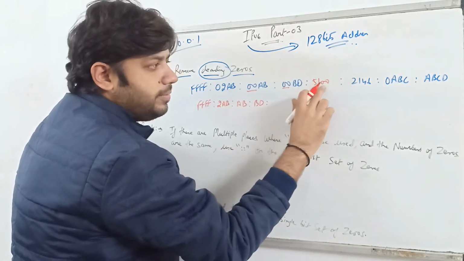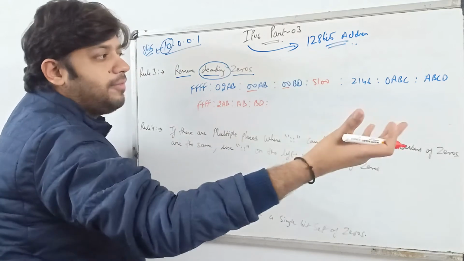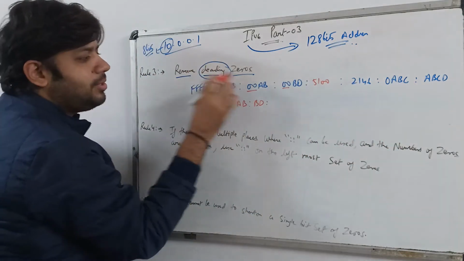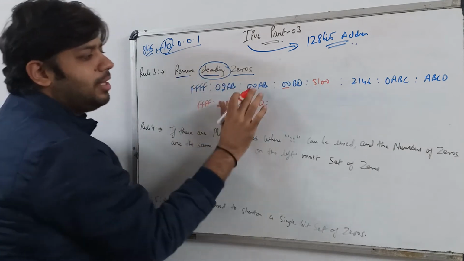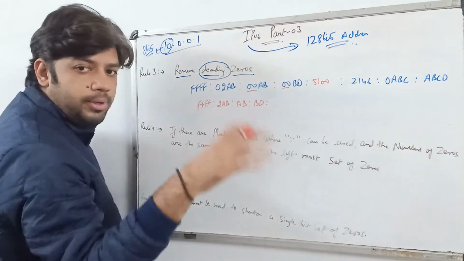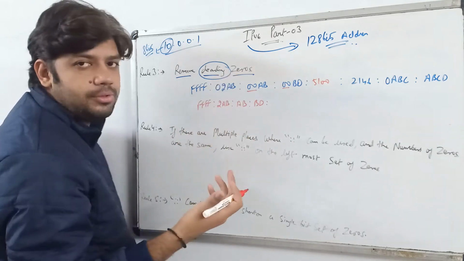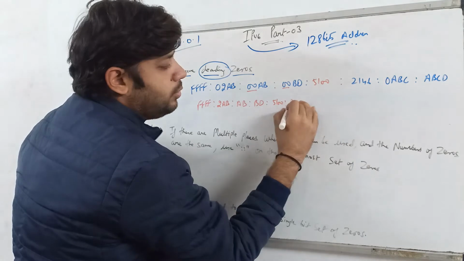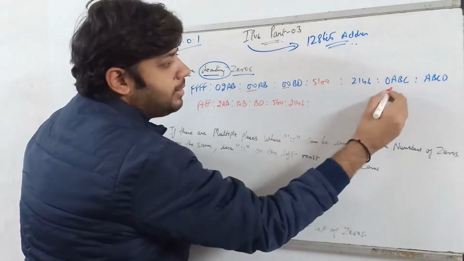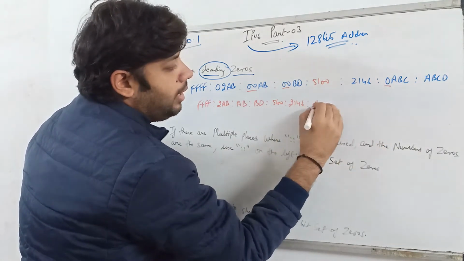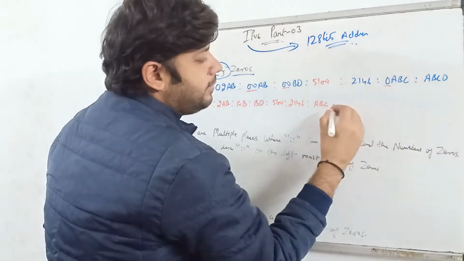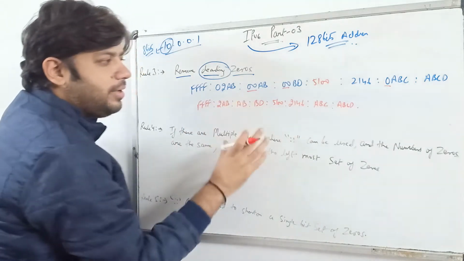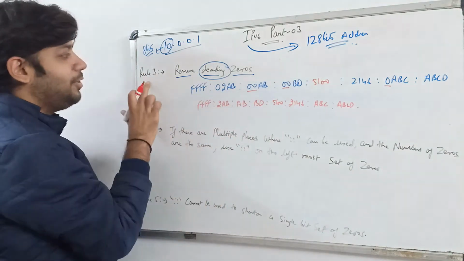Now over there we have 0 after the numbers, so we are not able to remove these zeros. Leading zeros means you are deleting zeros before the number, not after the numbers. So you can go for 5100. Over there we write 2416, and then we have again 0 before the number, so you can go for abc, and then we have abcd like this. So like this you can abbreviate your IPv6. This is the third rule.